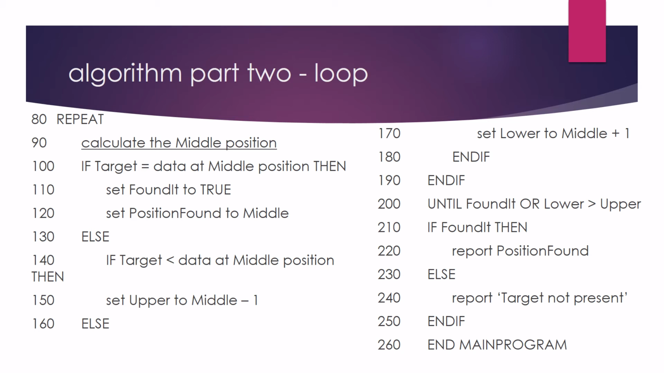if target is less than middle. In this case, it sets the high value to the value 1 index lower. If target is less than data at middle value, set the upper value to middle minus 1, 1 index value lower. Otherwise, set the lower value to the middle index plus 1. And it will repeat that until foundIt is true, or lower is greater than upper, and then it will return a position value for yes, it found it, or no, it didn't find it.